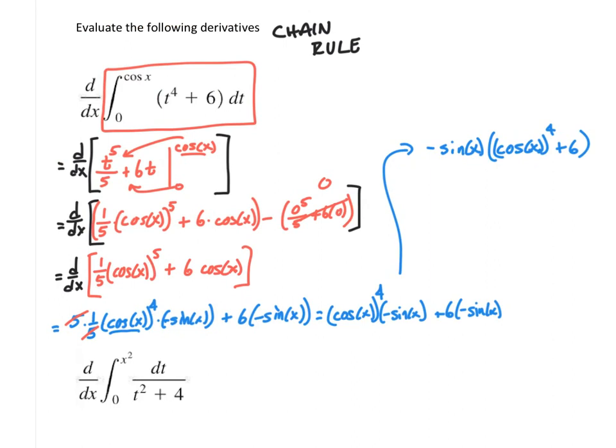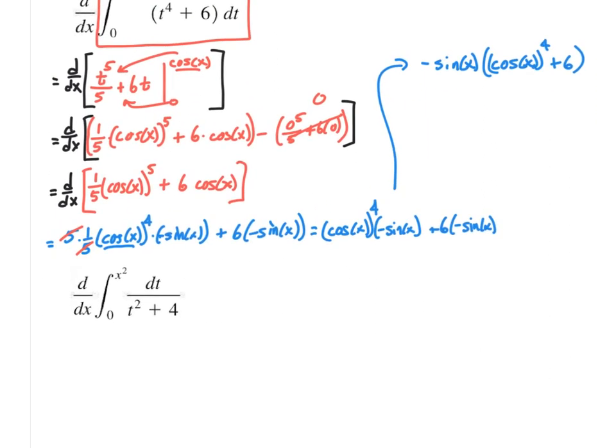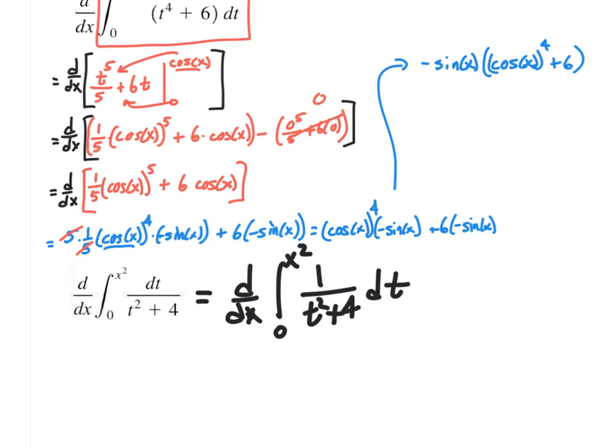I'm not going to go through all the same work that I did here, but I do want to do this problem. If I take the derivative of this, let me rewrite this as d/dx of the integral from 0 to x squared of 1 over t squared plus 4 dt. If you see the dt up here in the numerator of this integrand, you can just move it out here and put the 1. That's going to help me do this.